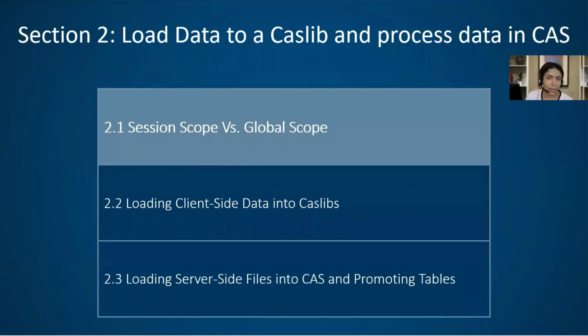In section 1, we learned to connect to CAS, we learned to access Caslibs, and we learned also how to modify a Caslib. In section 2, we'll learn how to load data to a Caslib and process it there. So firstly, we learn the difference between session scope and global scope. Then we load client-side data into Caslibs. And thirdly, we load server-side files into CAS and promote tables.